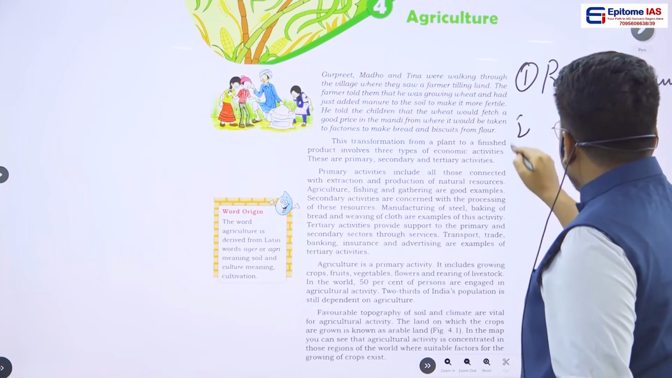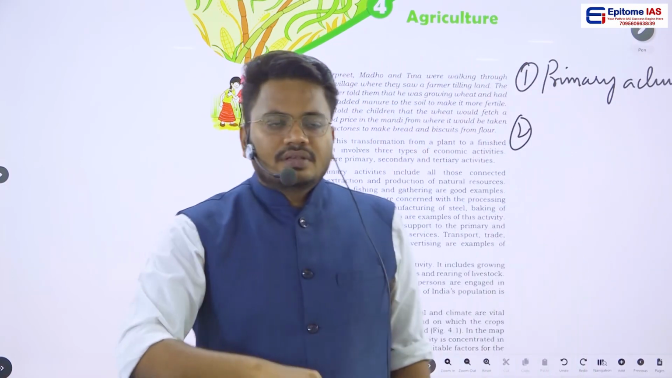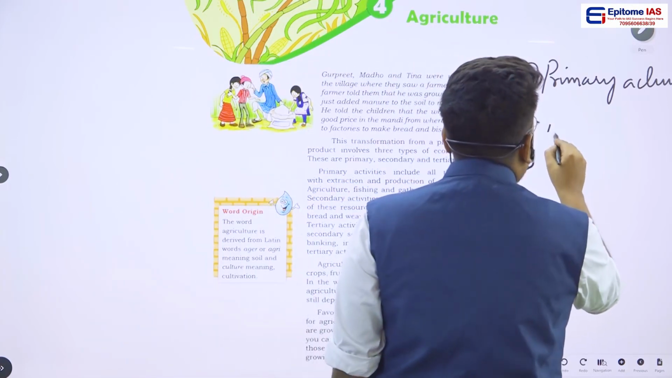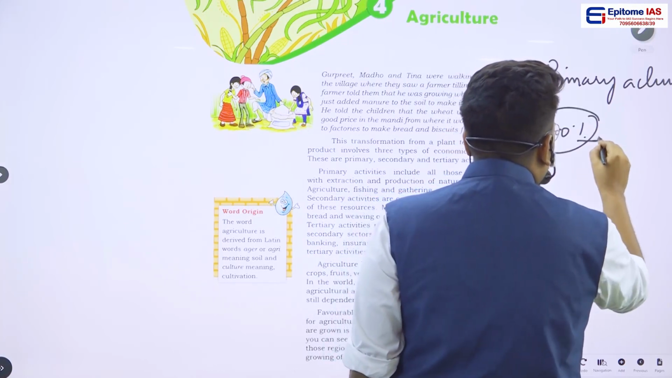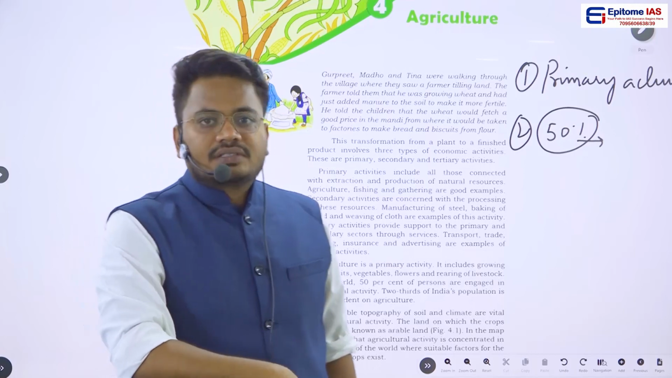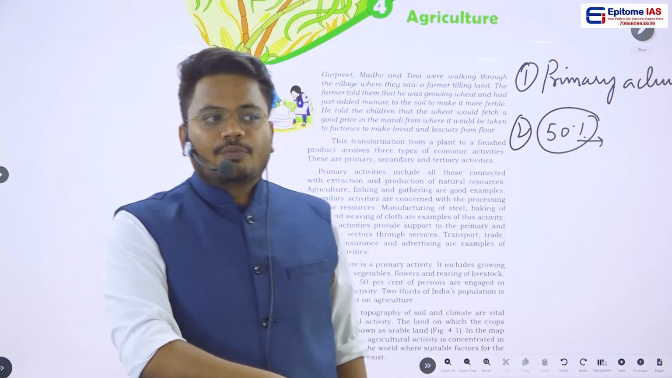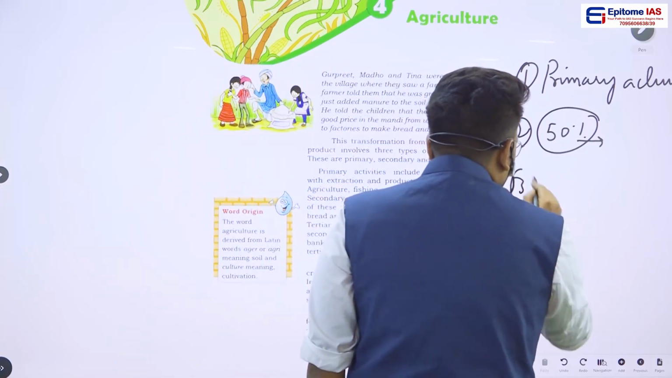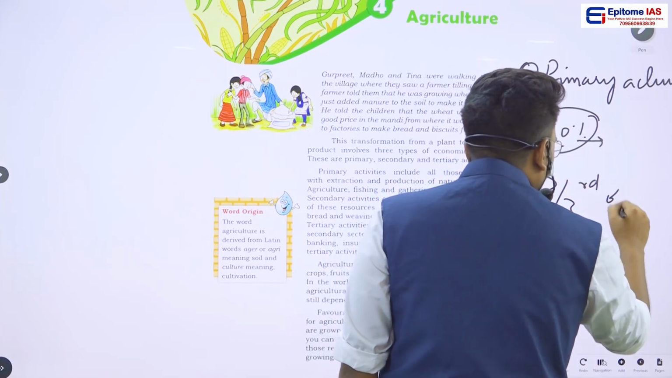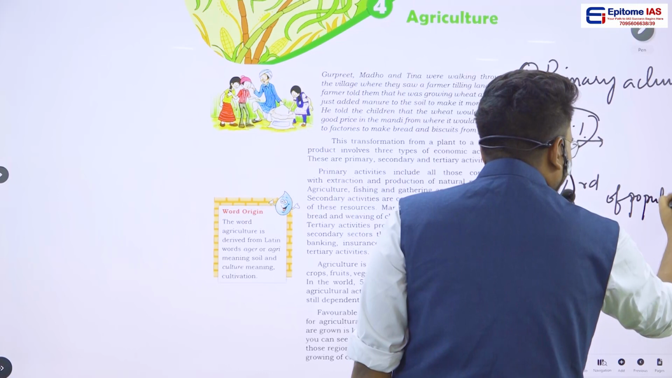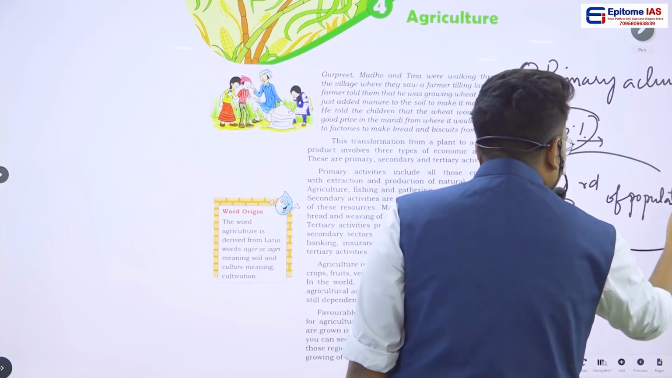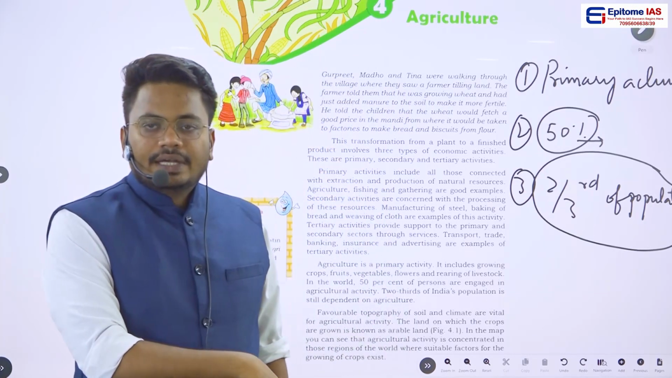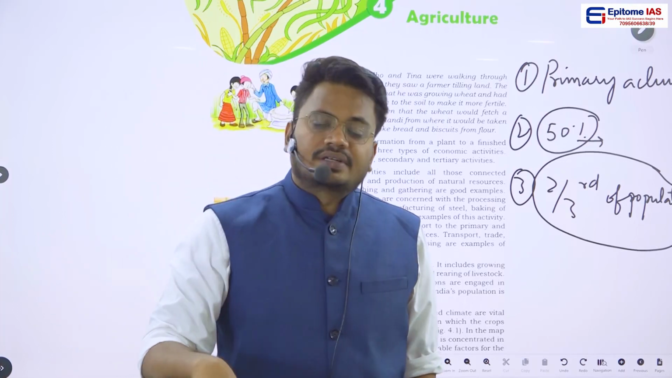Now, the second point to be understood here is that the majority of people in India, nearly 50% of people, are working in the agricultural sector, or we can say that 50% of the population is employed in the agricultural sector. And the third important point is that 2/3 of the population in India is dependent on agriculture, directly or indirectly. 2/3 of the population in India depends upon this agricultural sector or primary sector.